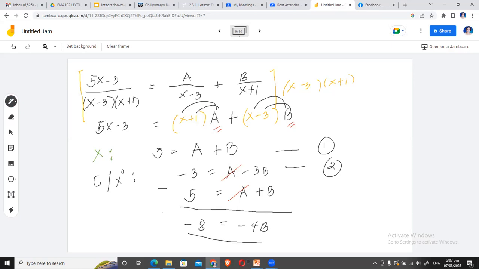If I divide by negative 4, I know that B is equal to 2. Now, since I know B is equal to 2, I can substitute to any of these two equations, whichever is simpler. That way, I can find the A. So, from here, 5 minus, so B should be transferred there, minus 2 is equal to A. So, A is equal to 3. So, you have now the very important unknown constants for undetermined coefficients A and B.